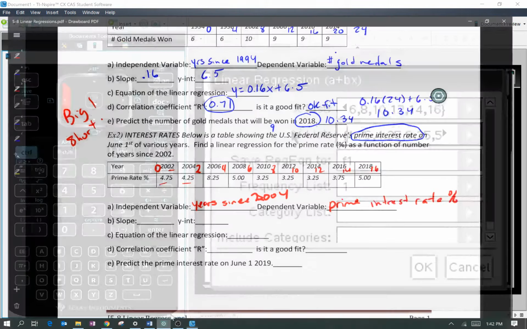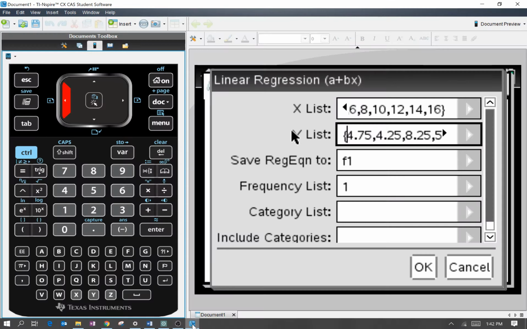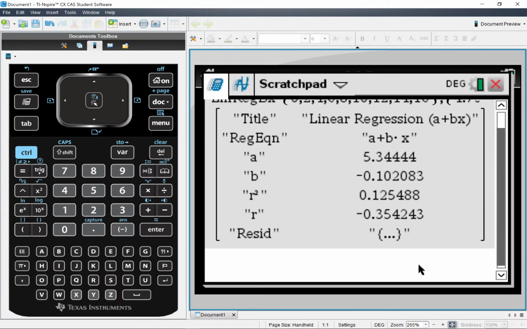I'd have to count again if I'm not sure. But if I look here, 1, 2, 3, 4, 5, 6, 7, 8, 9 numbers. So I'd have to go back and make sure I have 9 numbers. If you count them, I'm pretty sure I'm right, but there's 9 numbers in the x values and there's 9 numbers in the y values. So press OK. And there it is, right?